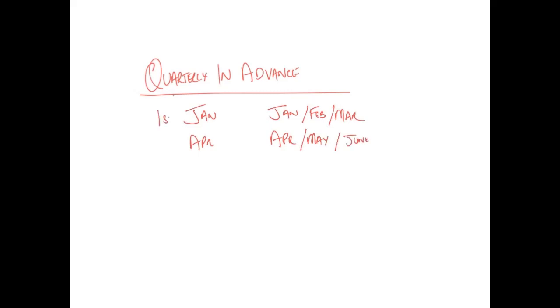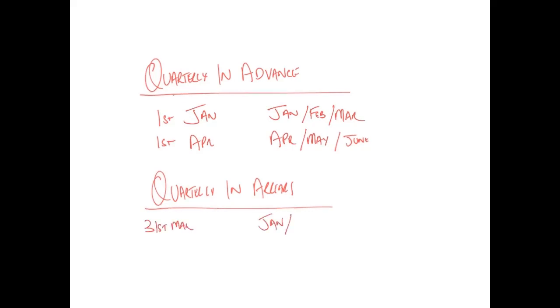In fact, this will be on 1st Jan and this will be on 1st April. An opposite thing is also there: quarterly in arrears. Now, what is quarterly in arrears? Quarterly in arrears means that the first payment will be done on 31st March, at the end of the quarter, for Jan, Feb and March. And then for April, May and June, the payment will be done on 30th June.